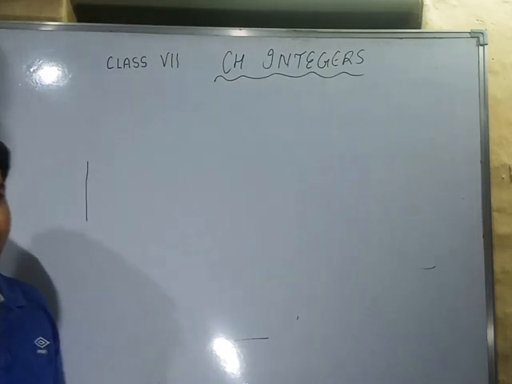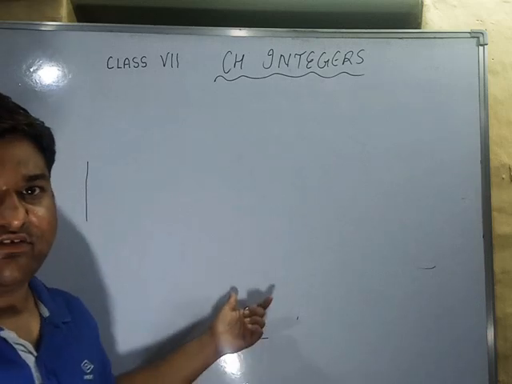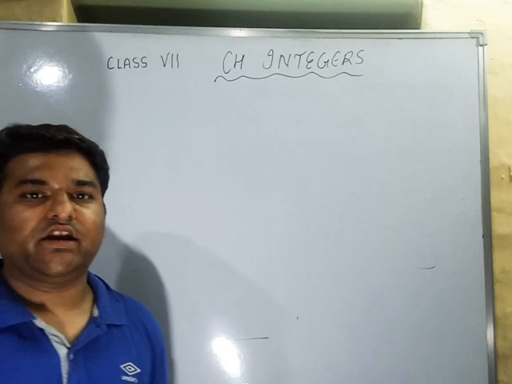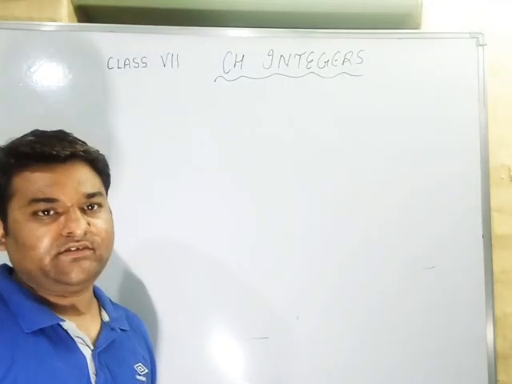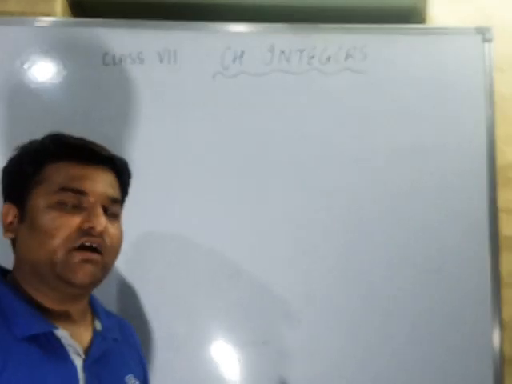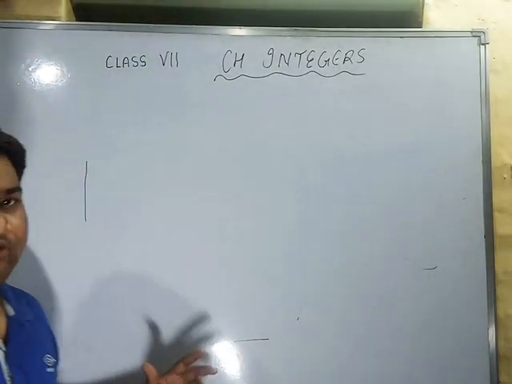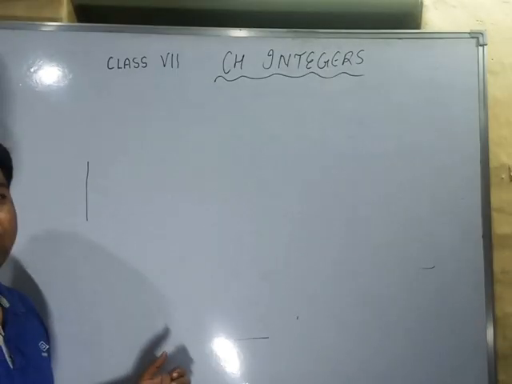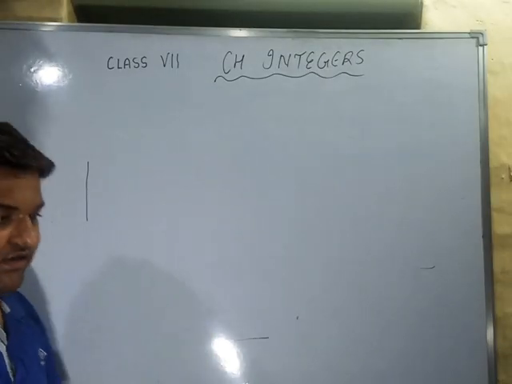Hello students, today I am here with a new topic of class 7, that is chapter 1, integers. Here we have learned in previous class what are natural numbers, what are whole numbers. Natural numbers are the counting numbers, and whole numbers are all natural numbers including 0 in it. So here we will learn some bigger collection of numbers, that is integers.